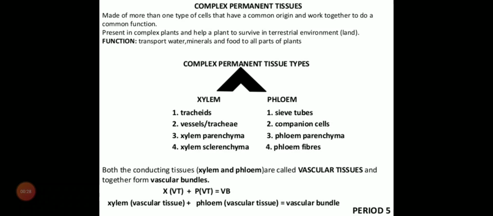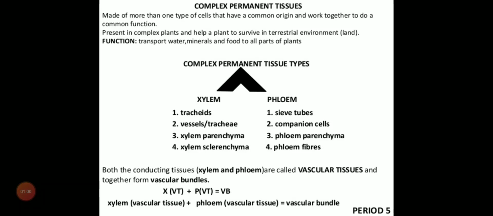Complex tissue, as we all know, has more than one type of cell, but they are destined to perform a common work, a common function. Xylem and phloem are the two subtypes of complex permanent tissue present in plants that perform the function of transportation of water, food and minerals to all parts of the body. But they perform different functions. Xylem has one set of functions and phloem has a different set of functions.